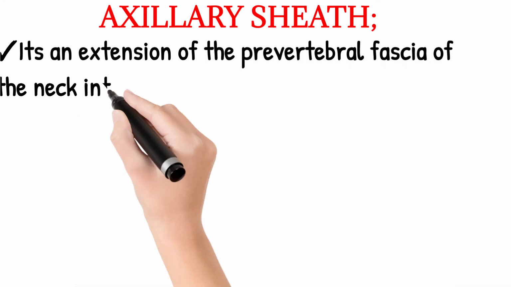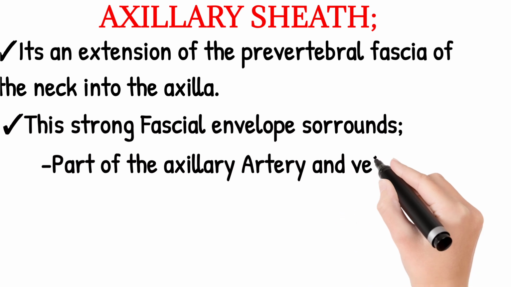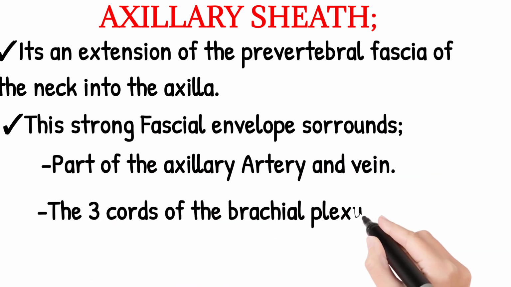Let's now look at the axillary sheath. It is an extension of the prevertebral fascia of the neck into the axilla. The strong fascial envelope surrounds part of the axillary artery and vein, and also the three cords of the brachial plexus.